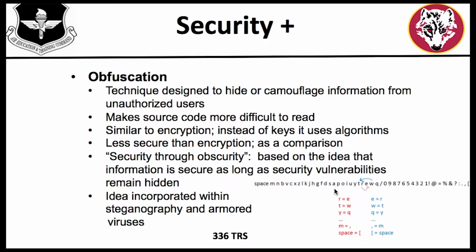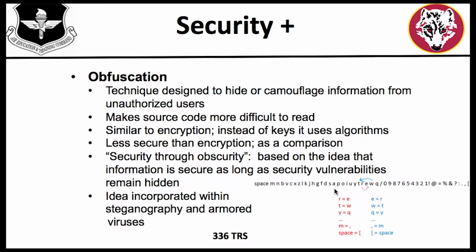A lot of times they'll refer to this as a technique designed to hide or camouflage information from users, even those that are part of a network, or most definitely unauthorized users. It's making source code more difficult to read. Basically, it's hiding it using algorithms and encryption using keys. Obfuscation takes place by using algorithms.